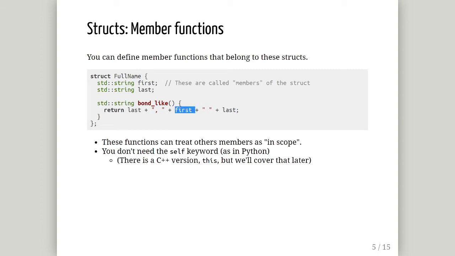Notice that we can refer directly to the variables, the member variables, first and last within this function. Because this function is kind of like it belongs to the class, it is allowed to see and use freely the variables that are defined here. One difference from Python is you don't need a self keyword here. If you had written the equivalent code to this in Python, there would be an additional parameter, self, and in order to refer to last and first, I would type self.last, self.first. That's not required in C++. There is an equivalent keyword, this. It is literally the word this. But we'll get into that in more detail later. We don't need it at first.